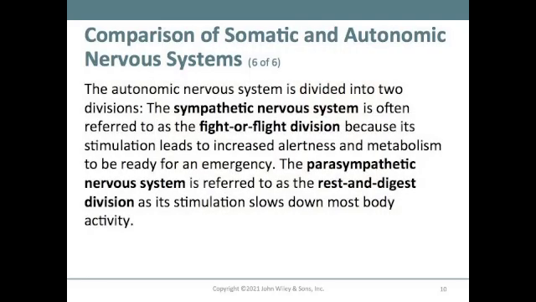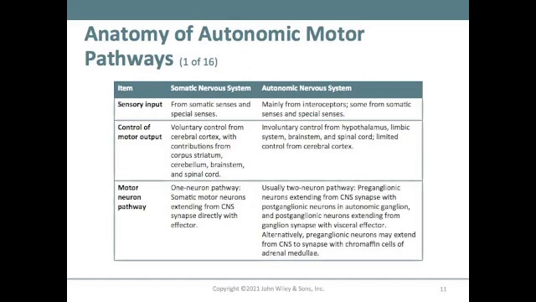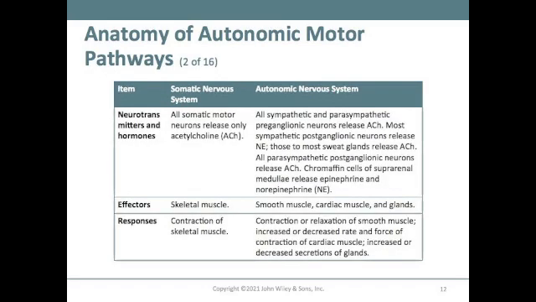And then the parasympathetic nervous system is referred to as rest and digest, as its stimulation slows down most body activity. There are a couple of exceptions to that that will come up later during the lecture. So here's table 15.1 on page 549. This table is the comparison of the somatic and autonomic nervous systems, and it puts it in context for you. You can go through this and see how the sensory input, the control of the motor input, or the motor neuron pathway differ from the somatic nervous system to the autonomic nervous system.